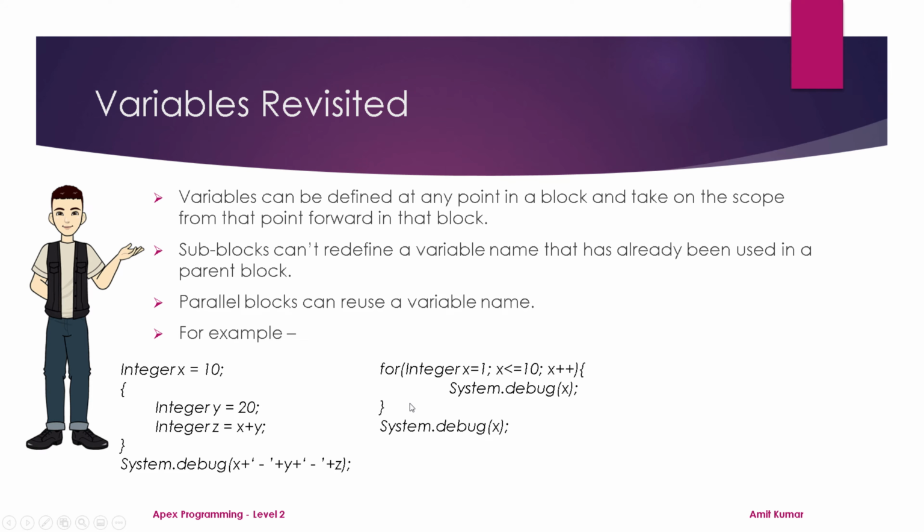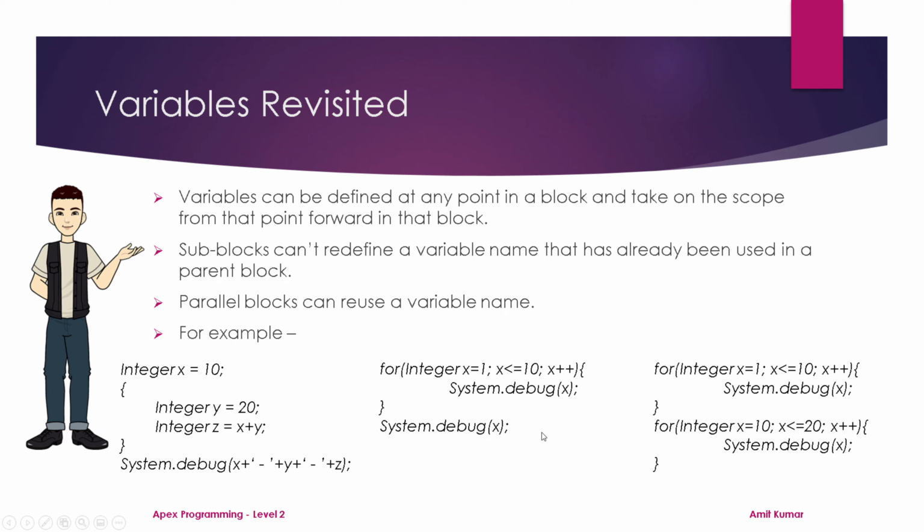Now this is a for loop, and looping is something that we will discuss later on, but here you can see a variable x is declared inside this for loop. So the scope of this x belongs to this for loop, and using it inside this for loop is completely alright. But you can't use this x variable outside this block, because the scope of x belongs to this block only.